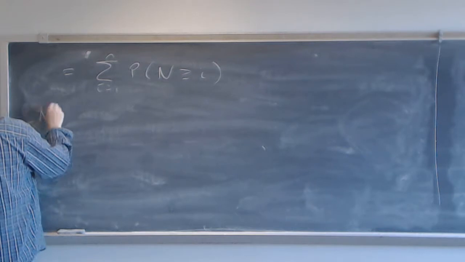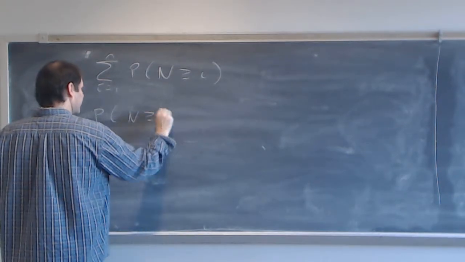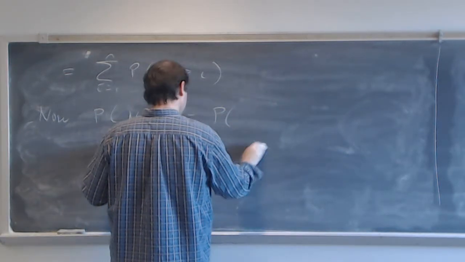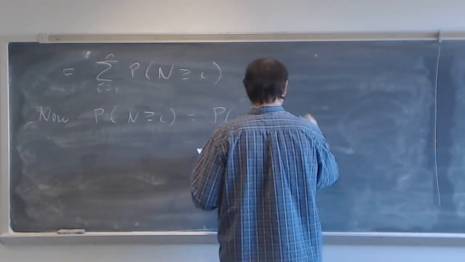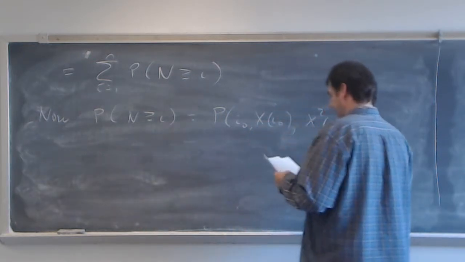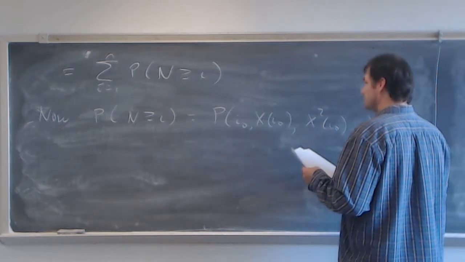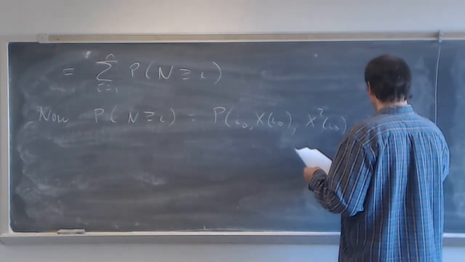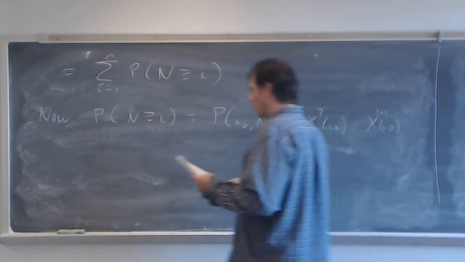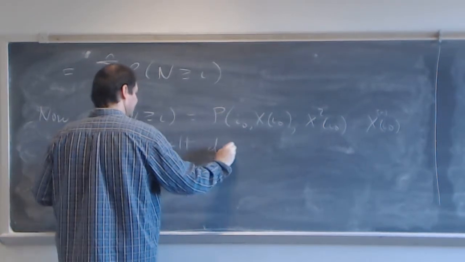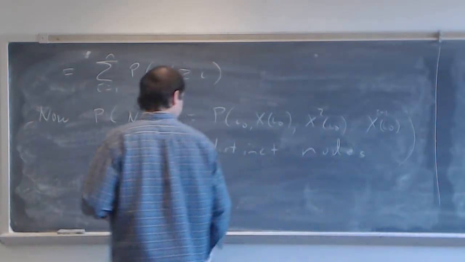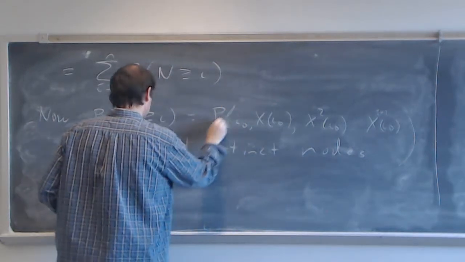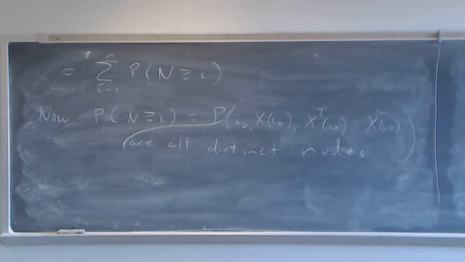Okay, so now the probability that n is greater than or equal to I can be thought of as the same as the probability that x sub I sub naught, x squared of I sub naught, all the way up to x sub I sub naught raised to the I minus 1 are all distinct nodes. So that's that probability. Those all have to be distinct.